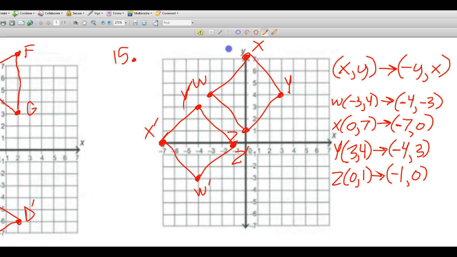So once again, I'm rotating it this direction around this point. So from here to there, 90 degrees going this way.